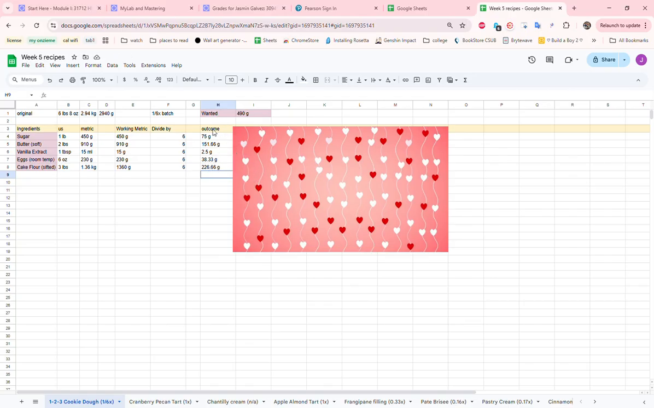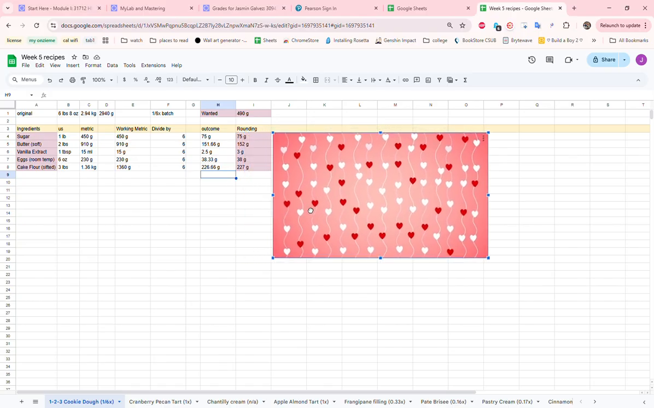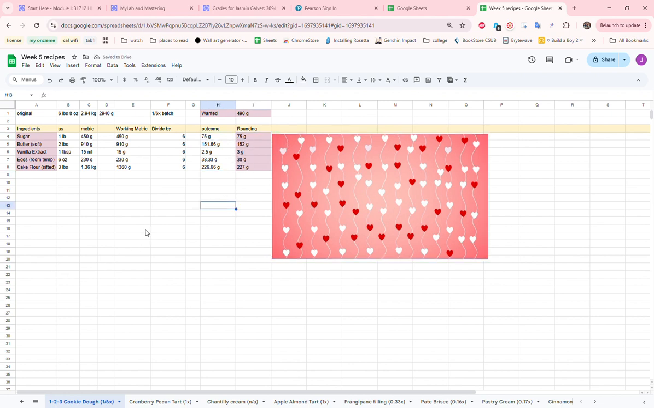This is not our final number. Our final number has to be whole numbers, so no decimals. We're not working with money. So we finally go rounding. We round all of these numbers. Again, 5 or more up the score, 4 or less let it rest. So 75 stays the same because there are no decimals. 151.66 turns into 152 grams. 2.5 grams turns into 3. 38.33 goes into 38 grams. And 226.66 goes into 227 grams.